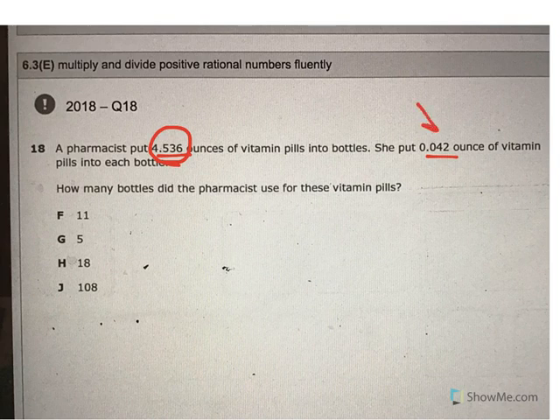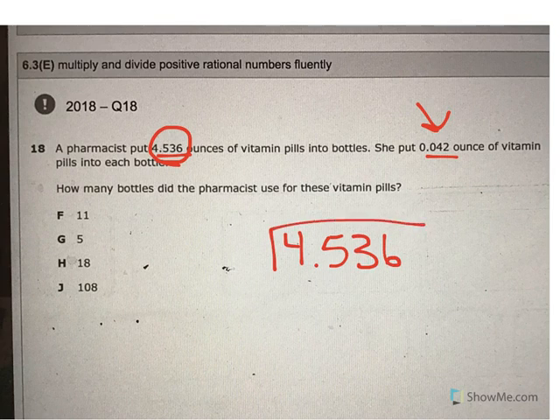What am I putting in the bottles? This. So, this will be my dividend, and this will be my divisor. Now, the problem with this is, my divisor, I have a decimal. I can have a decimal in my dividend. I don't have a problem with that. What I cannot have is a decimal in my divisor, so I need to get rid of that.